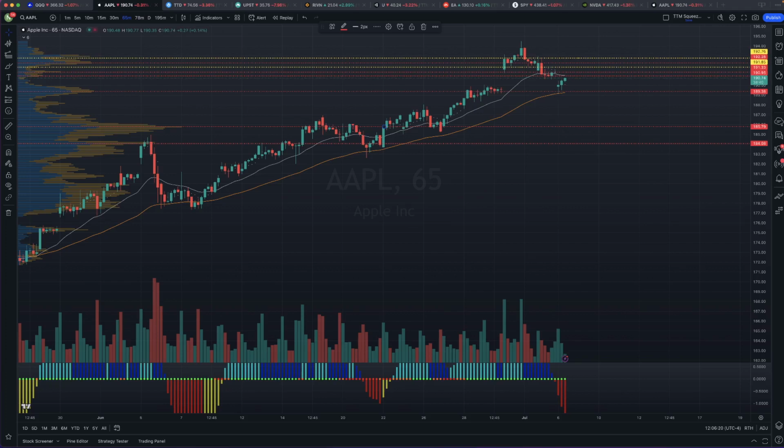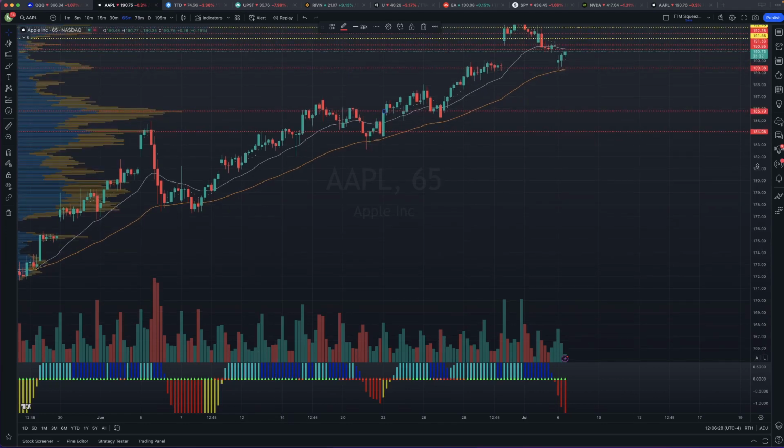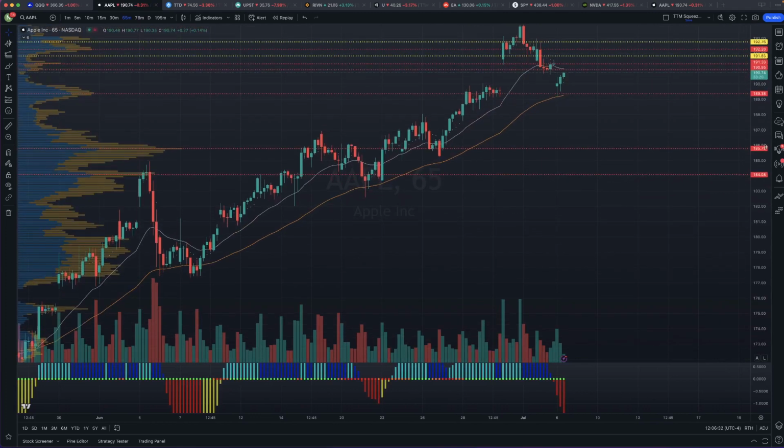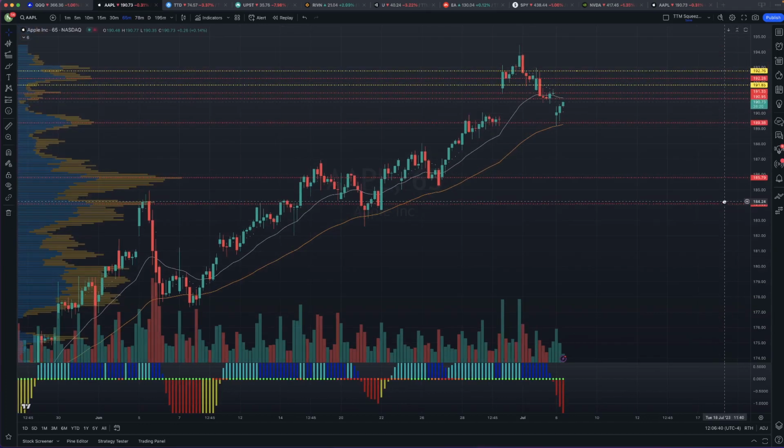Because I'm using volume profile. And volume profile is volume traded at specific prices. And so that helps me find levels on the chart where we're going to see support and resistance. Does that make sense?